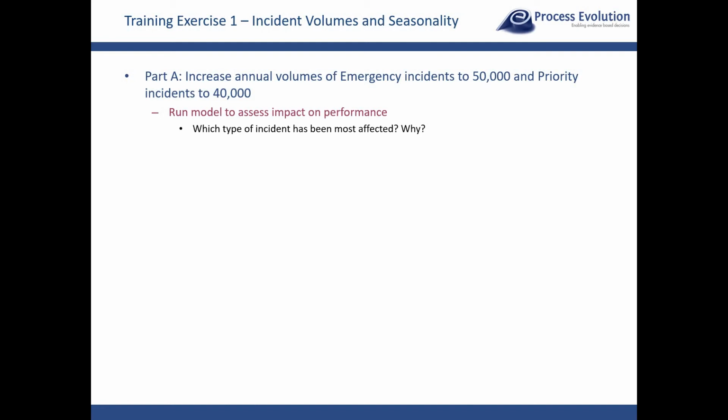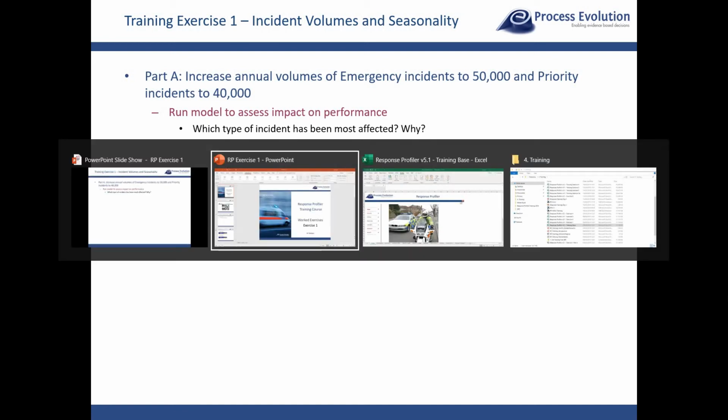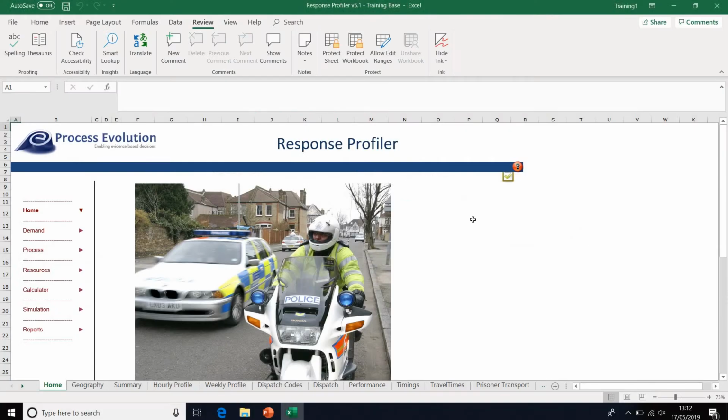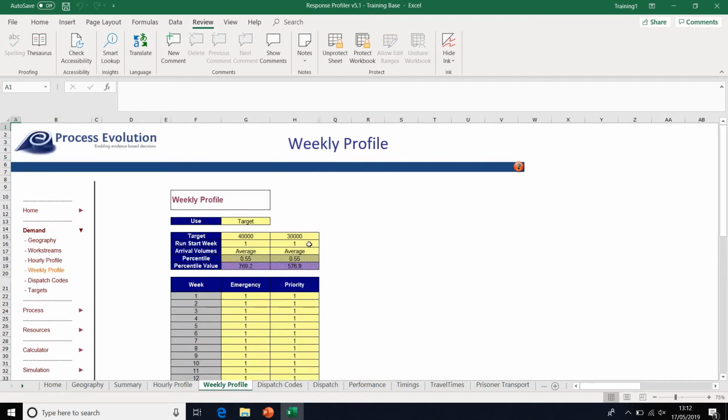Part A. Increase the annual volumes of emergency incidents to 50,000 and priority incidents to 40,000. Run the model and assess what has happened. Okay, so we'll open up the Response Profiler model. Because we're talking about the volumes, we're going to go to Demand and Weekly Profile. Here we have the emergency incidents and the priority incidents.